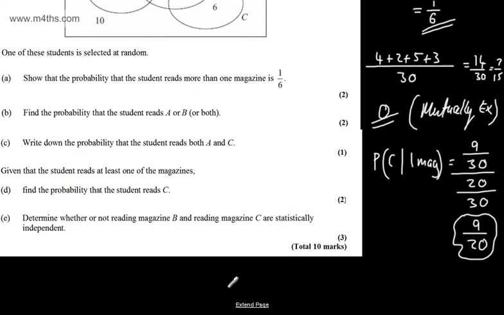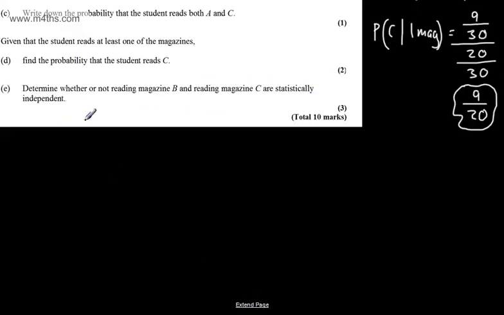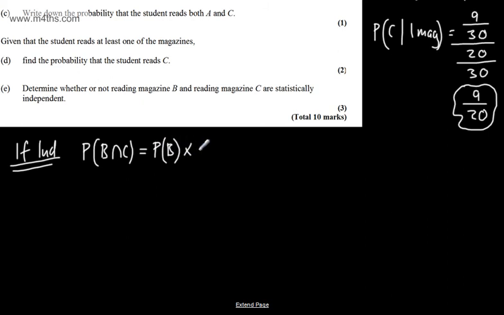So our part's done. In part E for 3 marks, we need to determine whether or not Reading Magazine B and Reading Magazine C are statistically independent. A couple of different ways. So if independent, I'm going to write this here. The probability of B and C will be equal to the probability of B multiplied by the probability of C.